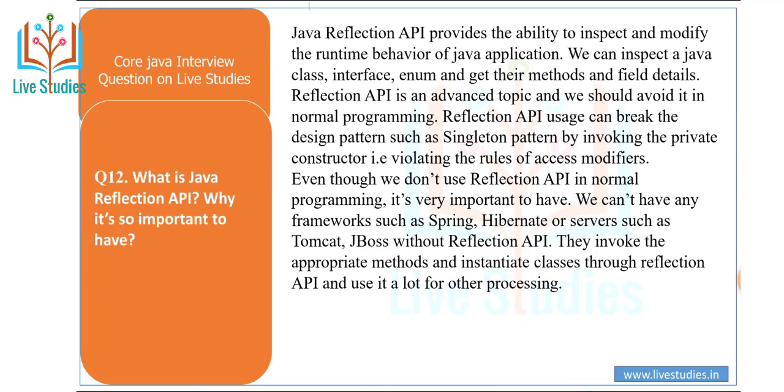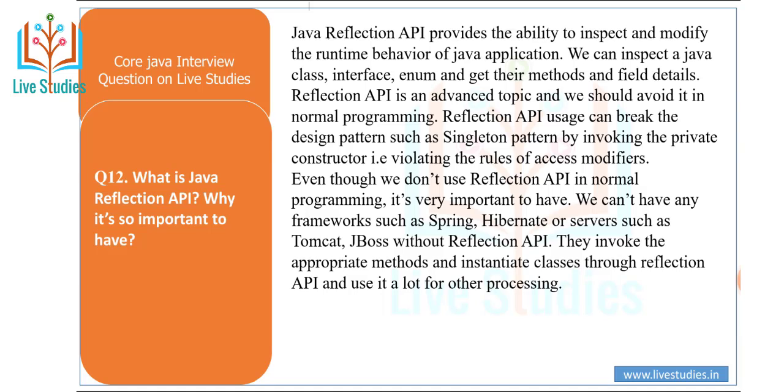Another question is, what is Java reflection API? Why is it so important to have? Java reflection APIs provide the ability to inspect and modify the runtime behavior of a Java application. We can inspect a Java class, interface, enum and get their method and field details. Reflection API is an advanced topic and we should avoid it in normal programming.